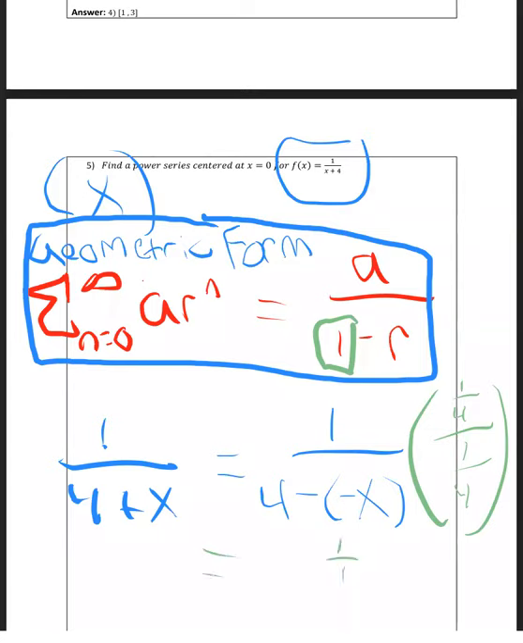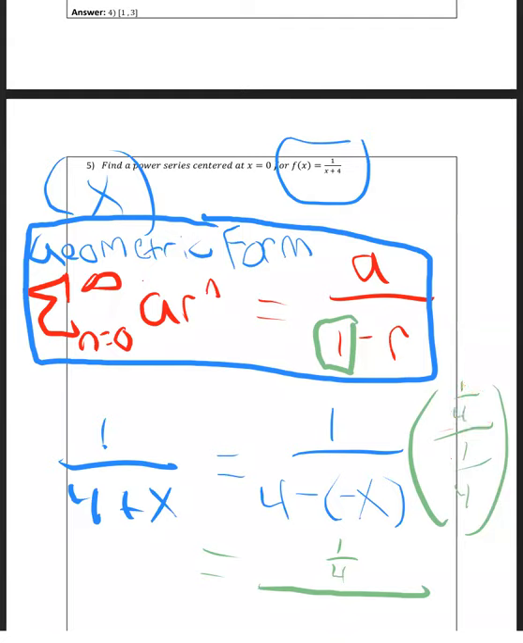Is the 1 over 4 over 4 minus, like, that's still correct though? What do you mean? The reason why this is correct is because 1 over 4 over 1 over 4 is 1, and anything times 1 is the same thing as itself. Does that make sense?